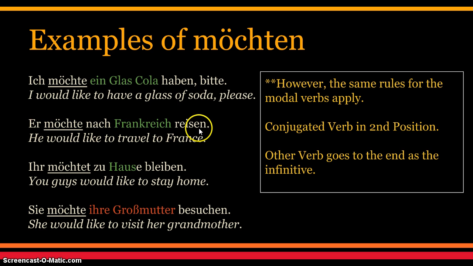Er möchte nach Frankreich reisen. He would like to travel to France. Conjugated modal verb second position, reisen to the end. Ihr möchtet zu Hause bleiben. You guys would like to stay home. Möchtet, conjugated verb second position, bleiben, to stay, is booted to the end. Sie möchte ihre Großmutter besuchen. She would like to visit her grandmother. Same rules, möchte, conjugated verb second position, besuchen, to visit, is booted to the end.